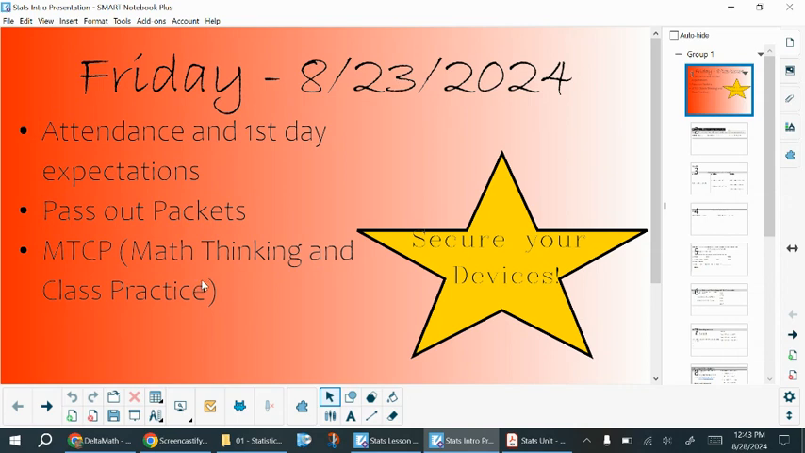Given a set of numerical data, can you find the mean, median, mode, range, and outlier? Hopefully these are all words that you've heard of before, but if not, we're going to go ahead and talk about those and how to find those values.